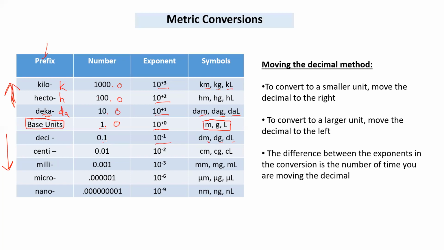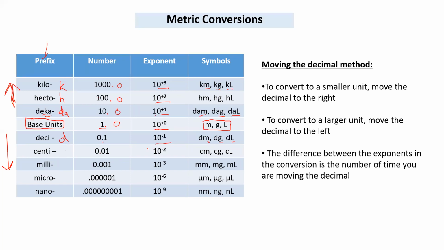So a decimeter, deciliter, or decigram is 0.1. So you moved it to the left to convert it to meter, gram, or liter. Now centi, you have to remember that. I think, and deci is just a D, so you know the difference between deca and deci. Centi is just the C.